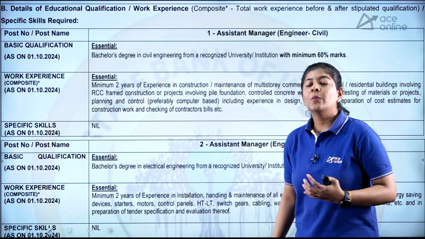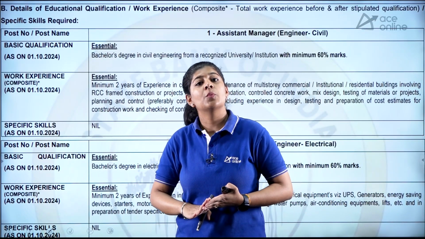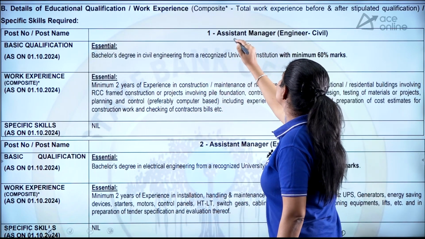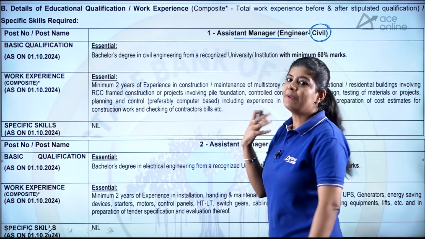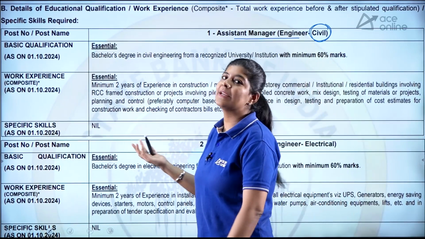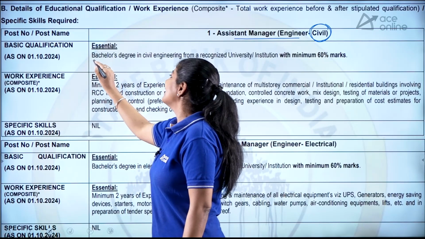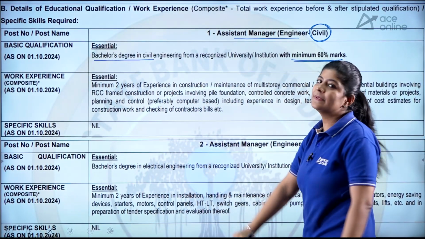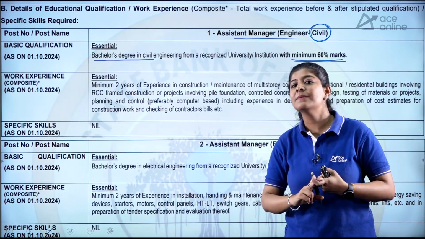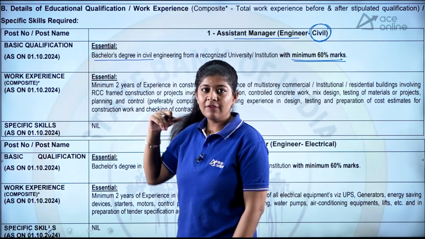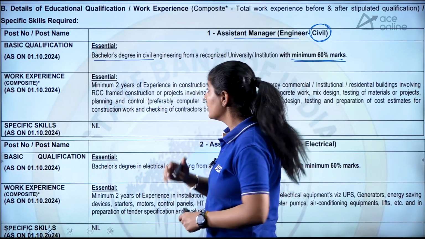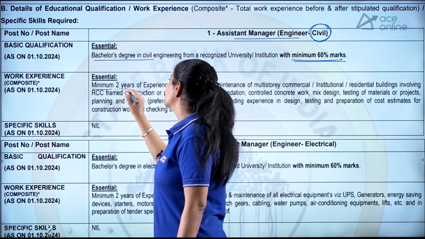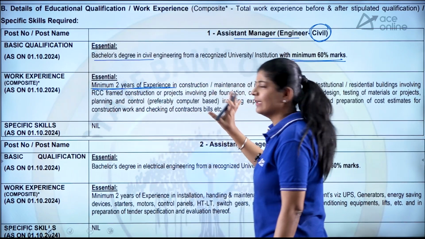Now let's talk about the educational qualification which we require if we want to write this particular examination. First, let's talk about the assistant manager for the civil one. If you belong to civil engineering, then you can easily write this particular examination. All we need is a bachelor degree in civil engineering with a minimum of 60% marks from a recognized university or institution. There's one more thing required, which is work experience. A minimum of 2 years of work experience is required, and you can go through the details.